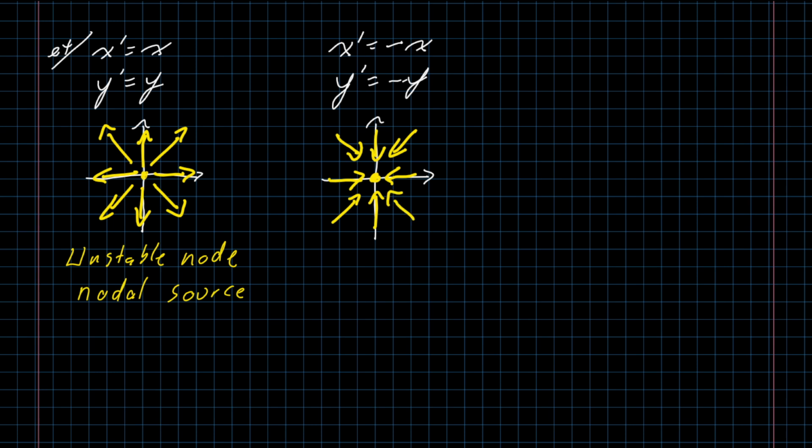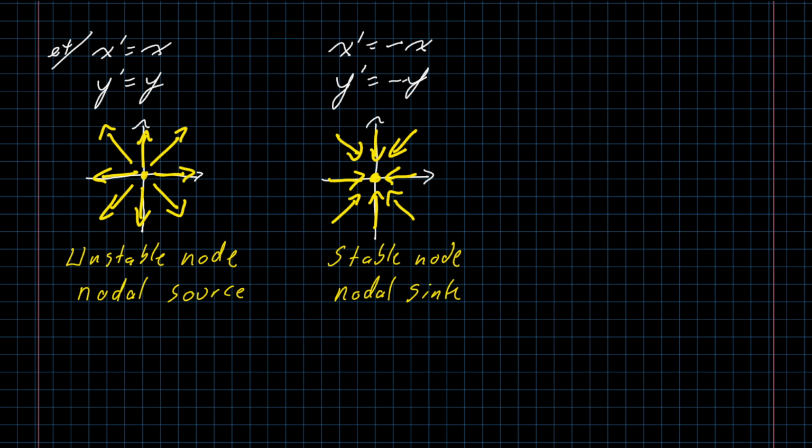And so no matter where you are, the dynamical system is going to try to push you towards the origin, towards 0, 0. So in this particular case, this is a stable node. And vocabulary, sometimes you'll also see this referred to as a nodal sink.